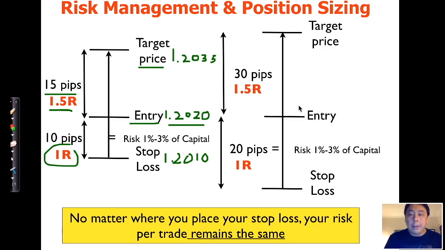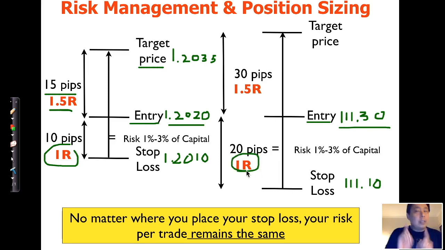Now, over here, it's a different trade. Say I'm trading the dollar yen, entering at 111.30, for example. I'm going long on the dollar yen. My stop loss in this case would be 20 pips away because of that specific candlestick pattern or strategy. So my stop loss would be 111.10. In this case, my stop loss is further away, but the risk should still be the same. Not should, must be the same. So it is still 1R.